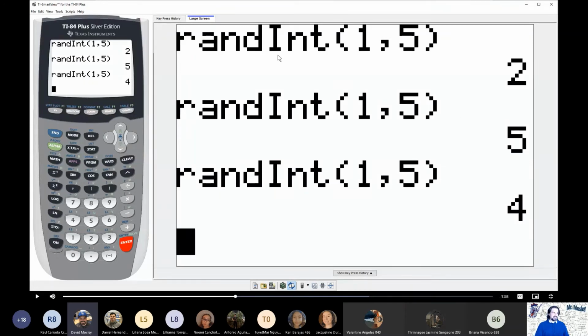We're using integers, int, because integers are whole numbers. We want whole numbers. We don't want to end up with decimals. That's a whole different ballgame. Okay. Any questions about the random integer function on your calculator? This is like the random number generator that's built into your calculator, essentially.